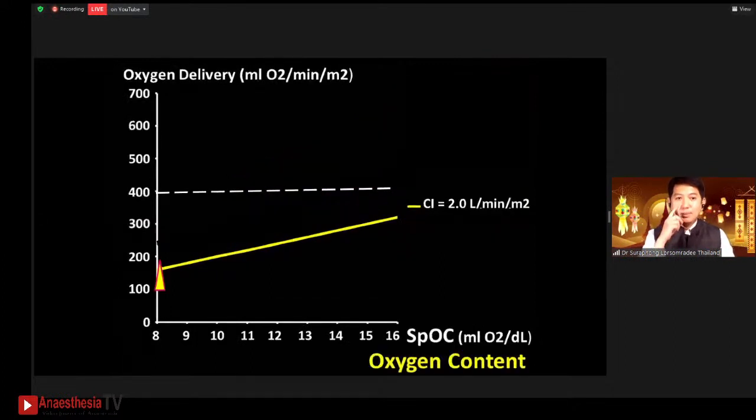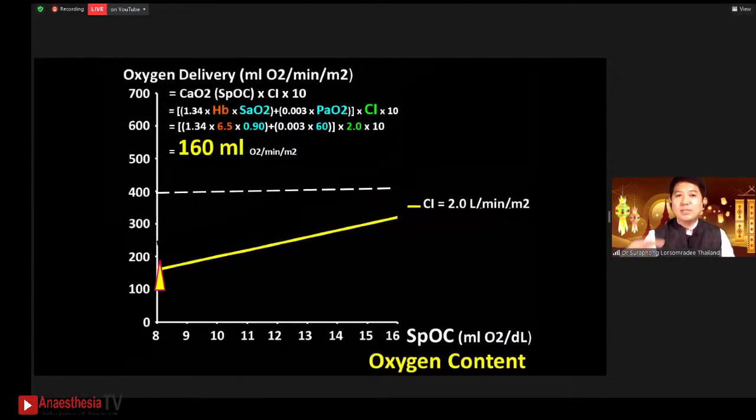For example, in the beginning, we calculate oxygen delivery is very low, like only 160. Normally it should be more than 400, 450. In the beginning, it's low hemoglobin, low oxygenation, low contractility. What should we do? We just improve the oxygen saturation.